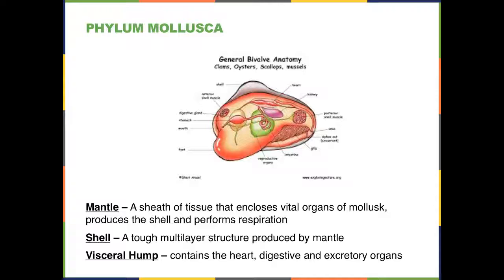Thirdly, they have what's known as a visceral hump, which is a part of the mantle where the heart, digestive system, and excretory organs all reside.